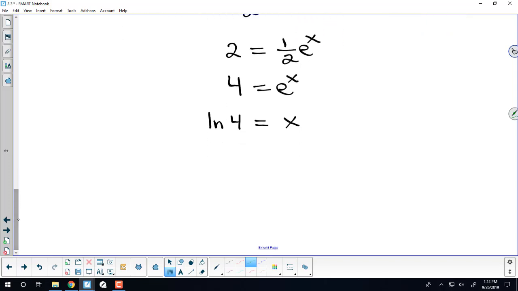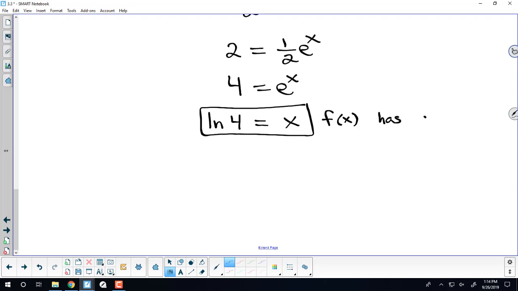All right, so let's write that out then. At x equals ln4, f of x has a horizontal tangent. So make sure that we're talking about f of x as having a horizontal tangent.